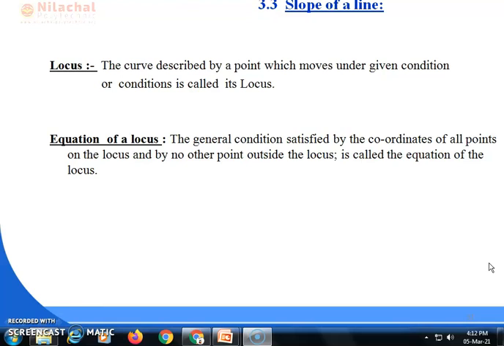Our chapter number is 3 and chapter name is Two-Dimensional Coordinate Geometry. Today's video is about slope of a line.